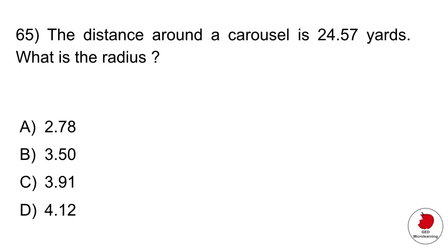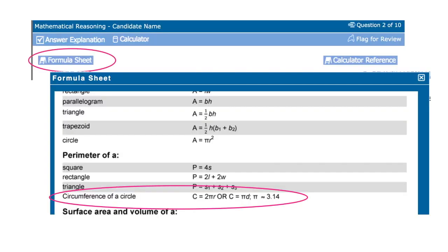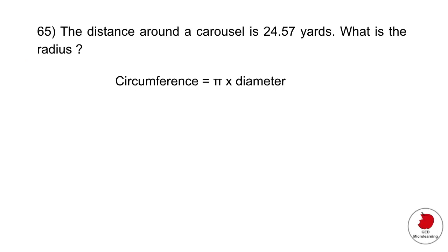All right, so question 65 is a geometry question. It says the distance around a carousel is 24.57 yards. What is the radius? All right, so once again, head over to your formula sheet, and it gives you the circumference of a circle, which is kind of like the perimeter, right? The distance around the circle. And it's telling you that's the formula, so pi multiplied by the diameter. And they're giving us the circumference in the question, so we are just going to plug that number in.